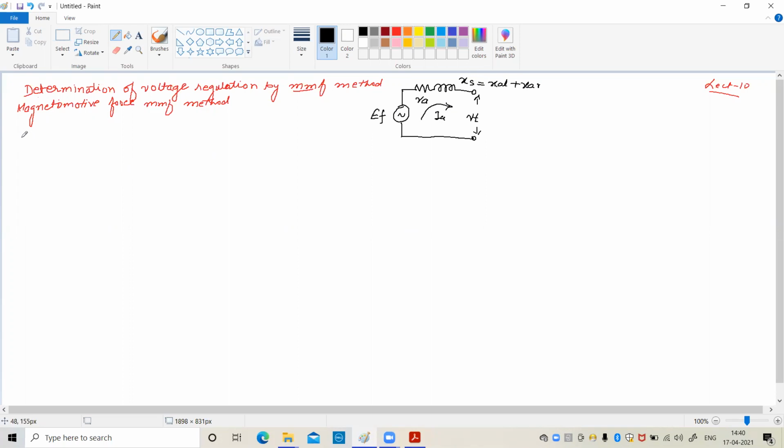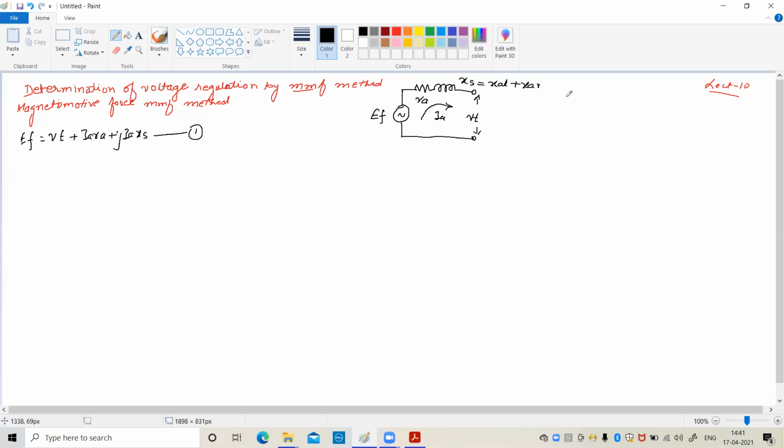Now for the excitation EMF, if you apply KVL over this equivalent circuit, EF is equal to the terminal voltage VT plus the armature resistance drop IARA plus the synchronous impedance drop JIAXS. We will take this as equation number 1, the reference equation. This is the EMF equation because all the elements of this equation are in the form of voltages.